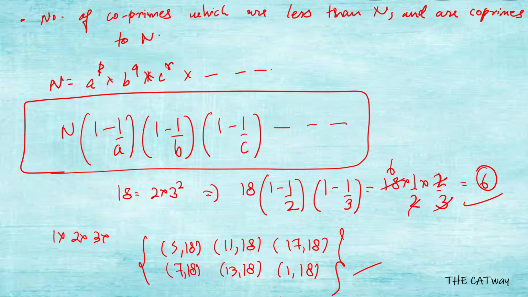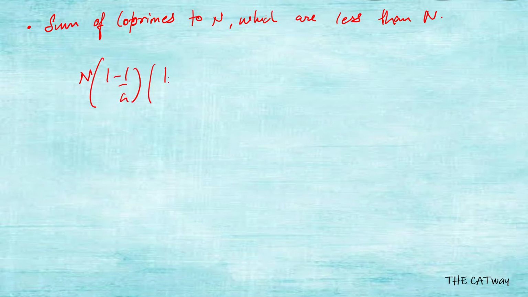Okay, so let's move to the other one. Now, sum of the coprimes to n which are less than n. What you do is the same formula will be applied as the last one: 1 minus 1 by a, 1 minus 1 by b, 1 minus 1 by c, and so on. Just the difference would be this time it will become n square, and it will be divided by 2.